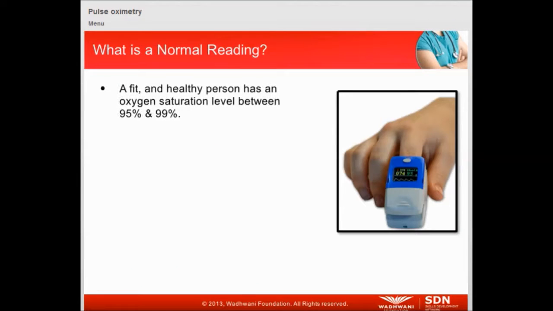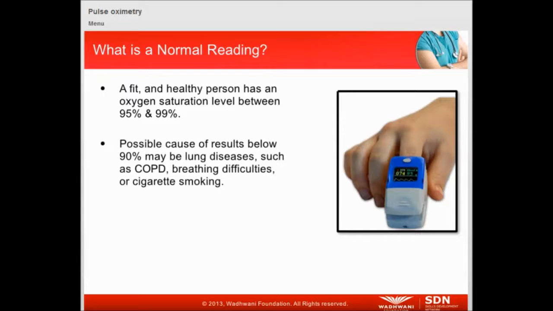A physically fit and healthy person has an oxygen saturation level between 95% and 99%. The possible cause of results below 90% may be lung diseases such as COPD, breathing difficulties, or cigarette smoking. Pulse oximetry is usually documented as SpO2.